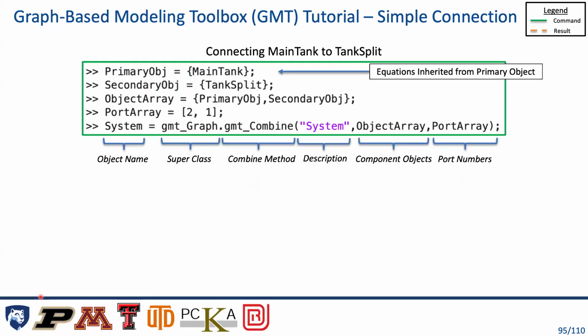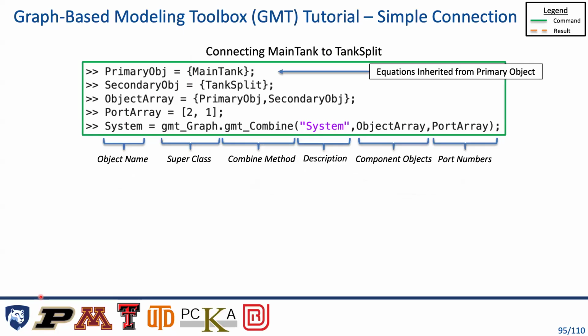What that looks like in code is you have an array of primary objects and an array of secondary objects. The key thing to note is they're different because all the equations are inherited from the primary object, so the order does matter here. In this case, we're connecting two edges, so the edge equation is going to be inherited from the main tank object.